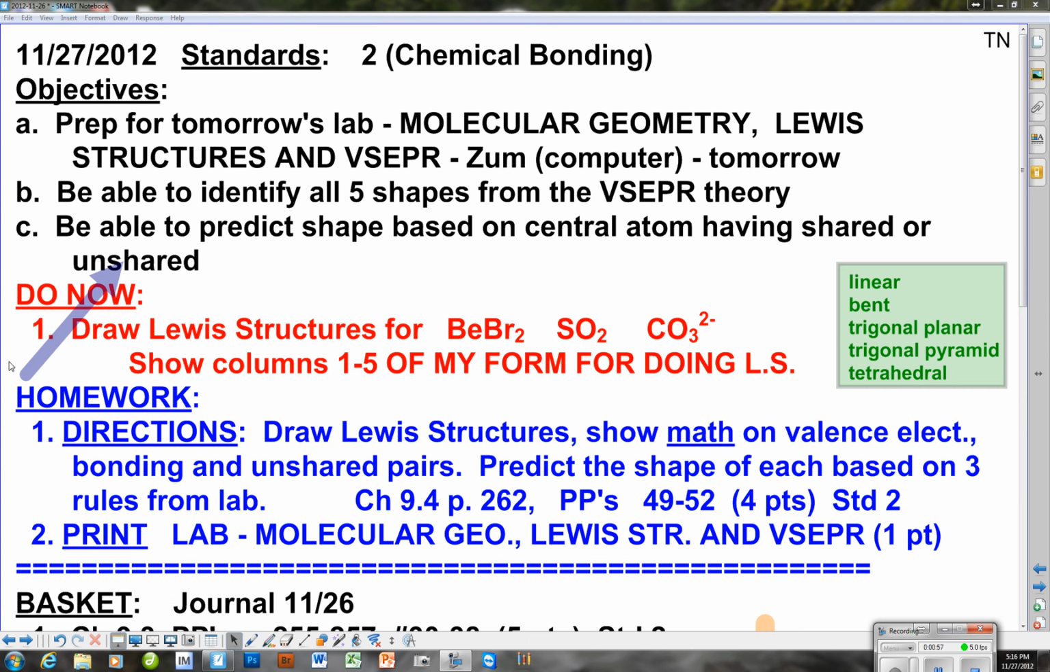You're looking now at what we consider to be the whiteboard in our school, which is Glendale High in Glendale, California. And in that we always include the objectives and the standards. The standard for the state of California is standard 2, and that has to do with chemical bonding. So first of all, I wish to prep for tomorrow's lab.